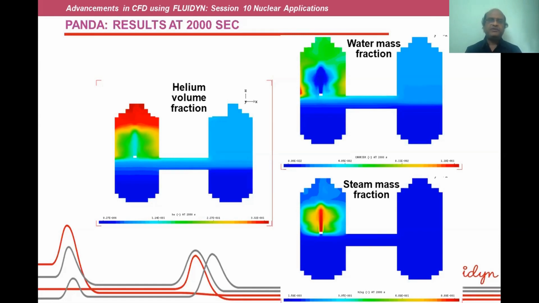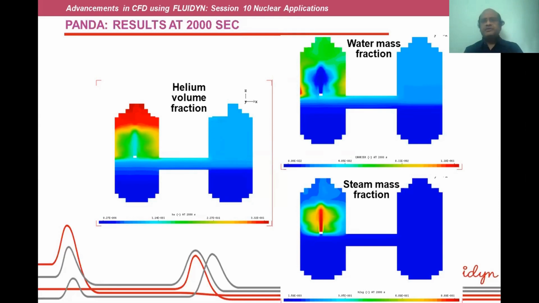So it diffuses, and we can see that after some time, say after 2000 seconds, the helium goes into the other vessel and again gets stratified at the top. So there is no helium at the bottom part of the vessel.